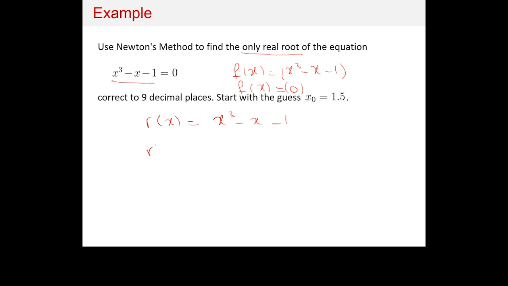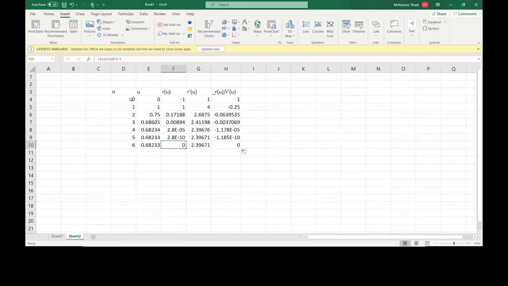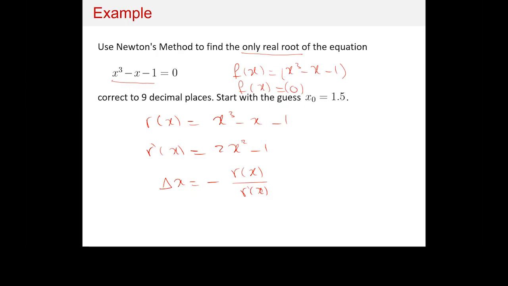The derivative of r is going to be 3x squared minus 1. And then the change in the value of my guess, the delta x, is going to be minus r(x) divided by r'(x). That's it. So I'll just go back to my Excel sheet and change the equations. So this is not going to change. The value of u is not going to change. This is something I have to change.